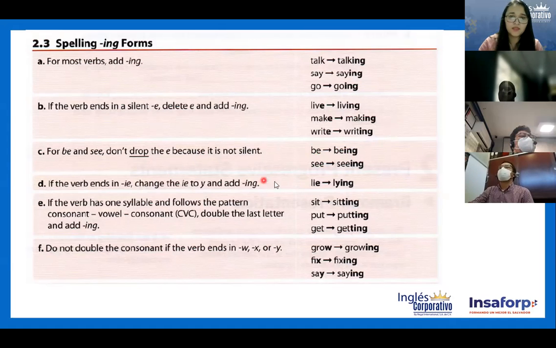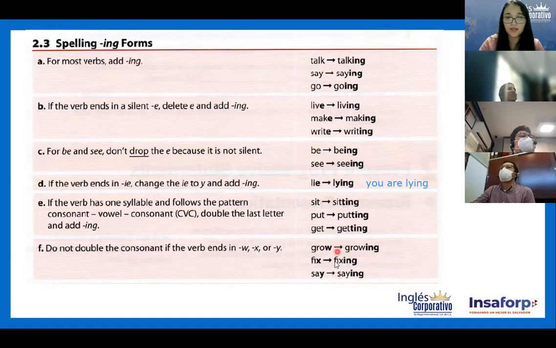ing. Tenemos el siguiente que es el verbo lie, mentir. Va a cambiarles la forma. Vamos a quitar ie y le vamos a agregar a y. Lying, right? You are lying. Mentir, right? You are lying. Or she is lying. We have then el verbo sit. Vamos a duplicar la t, right? Luego tenemos put. También vamos a duplicar. Tenemos el verbo get. That same, right? En el caso de grow, vamos a agregar ing. Fix ing and say ing. Okay, no sé si hay dudas about the rules, right, for when we use the present continuous.